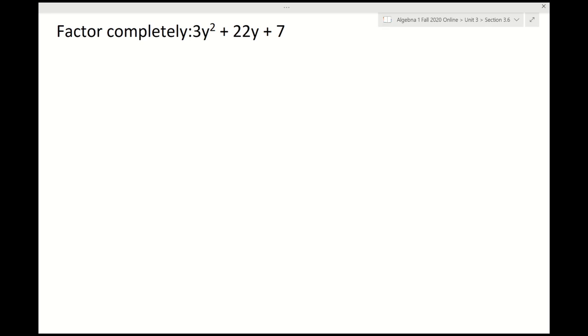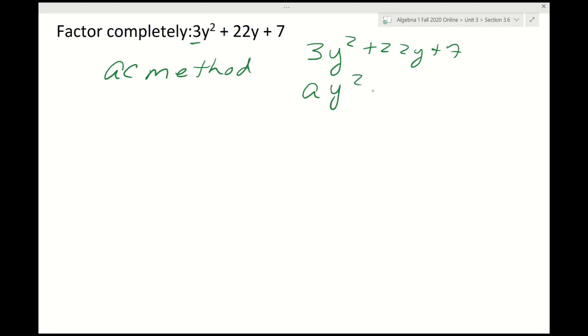Now, when we have something other than a 1 in front of the squared term, we're going to use what is sometimes called the AC method. And in general, what that means is that something like 3y squared plus 22y plus 7 can be thought of as ay squared plus by plus c.